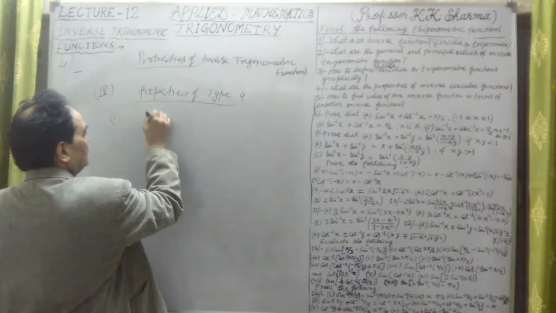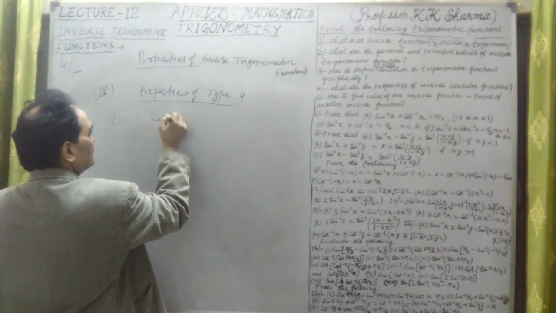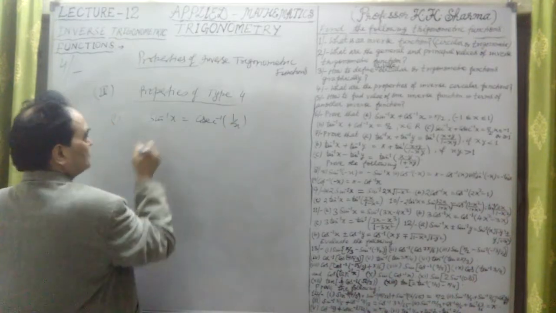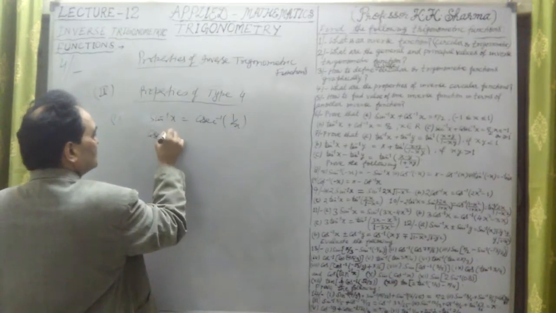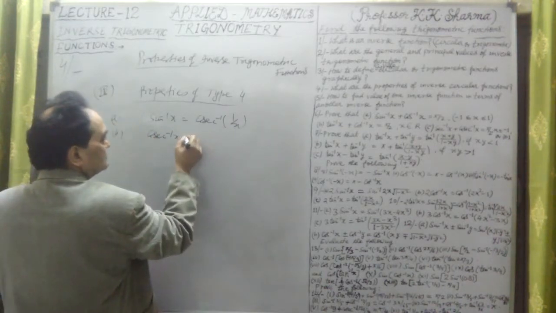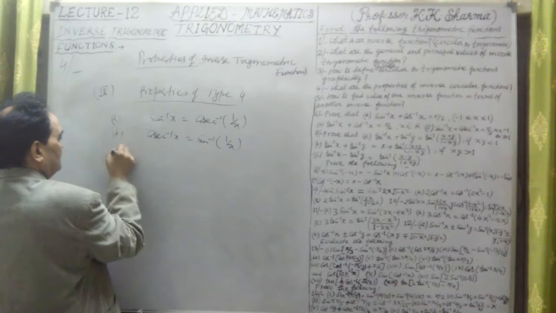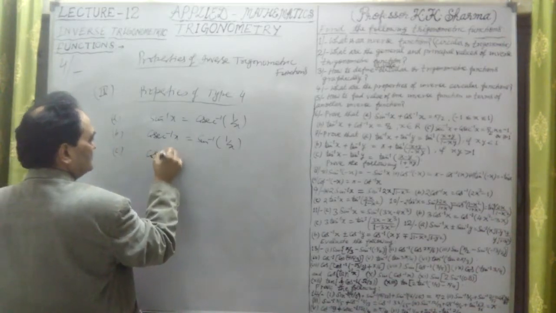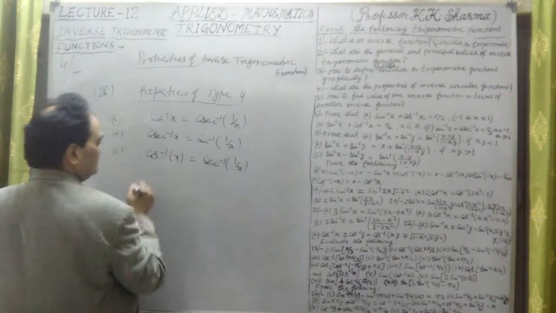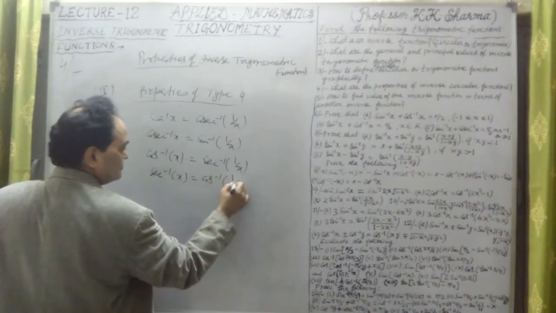Sine inverse x equal to cosec inverse of 1 upon x. Similarly, B: cosec inverse x equal to sine inverse of 1 upon x. Then C: cos inverse x equal to sec inverse of 1 upon x. Similarly, sec inverse x equal to cos inverse of 1 upon x.